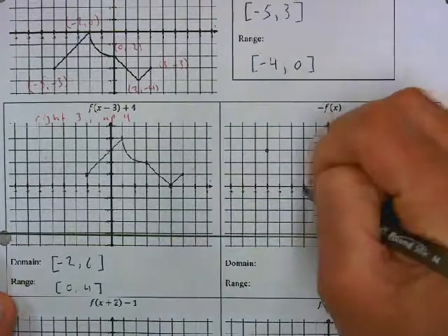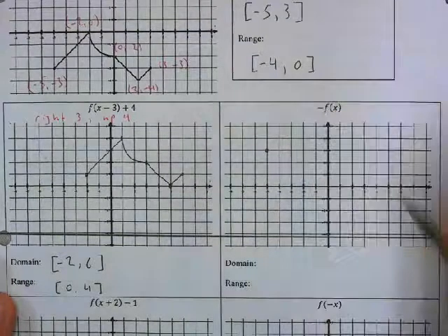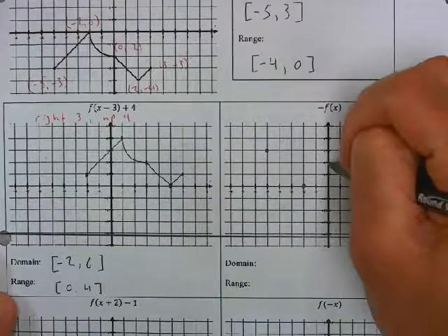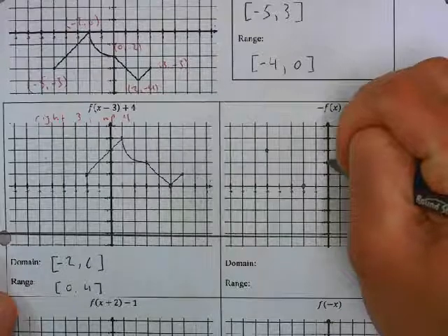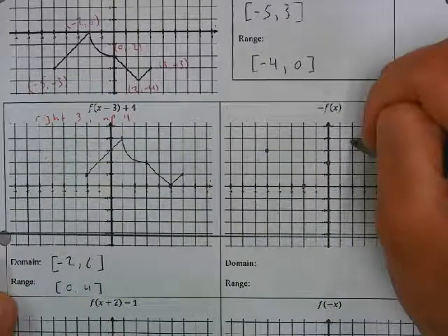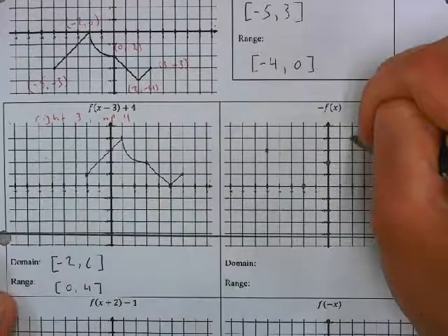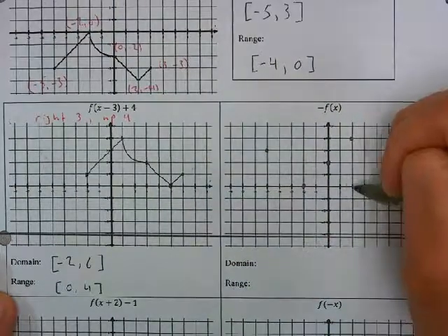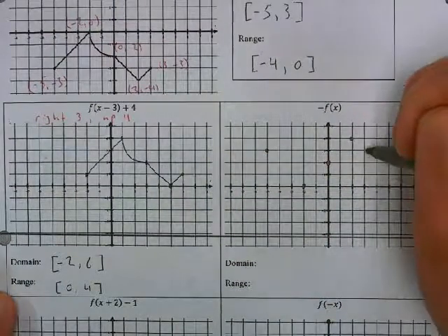Negative 2, 0 is still at negative 2, 0 because the opposite of 0 is still just 0. 0, negative 2 is going to flip up to 0, positive 2. 2, negative 4 is going to become 2, positive 4. And then 3, negative 3 is going to be 3, positive 3.